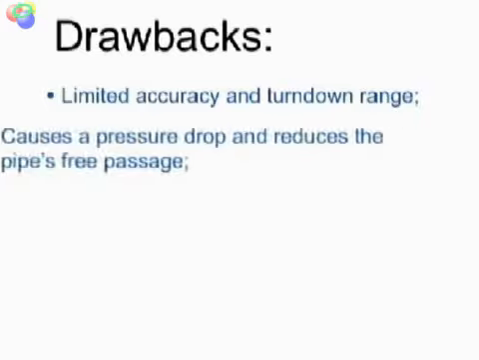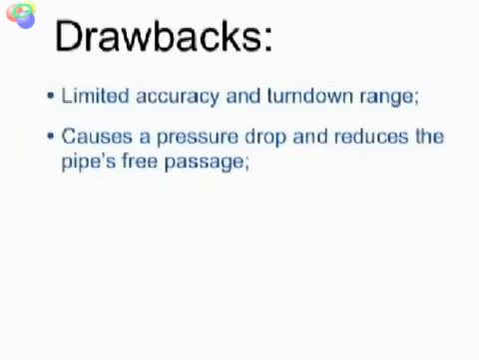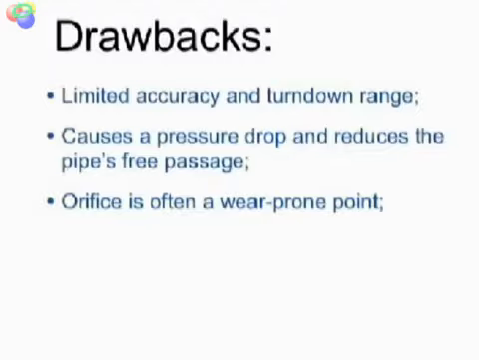The orifice causes a pressure drop and reduces the pipe's free passage. As sensor technologies go, this is one of the more invasive. Ultimately, accuracy and turndown are related to pressure drop. In other words, the more accuracy and range you need, the greater pressure drop you'll have to tolerate. The orifice is prone to wear. While there are no moving parts, the orifice itself is often a wear-prone point due to the high liquid velocity. If the orifice gradually enlarges with wear, the flow measurement will read low. On the other hand, if it becomes partly obstructed with debris, the measurement will read higher.